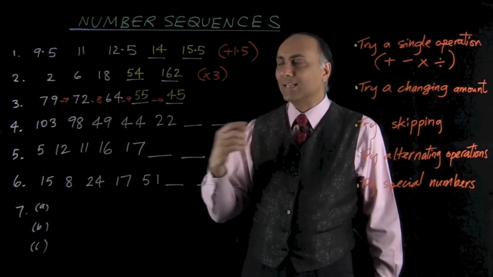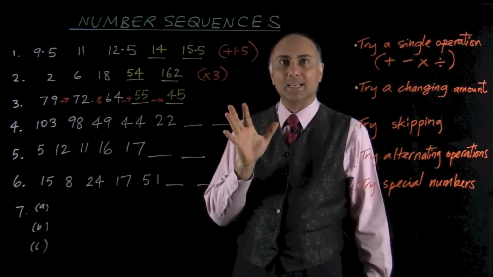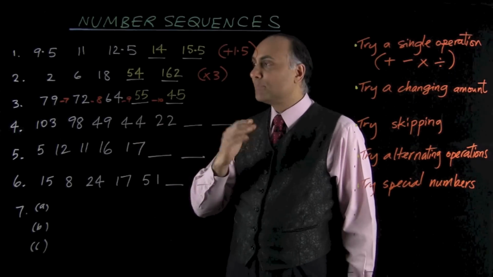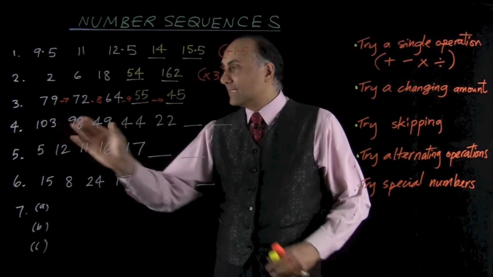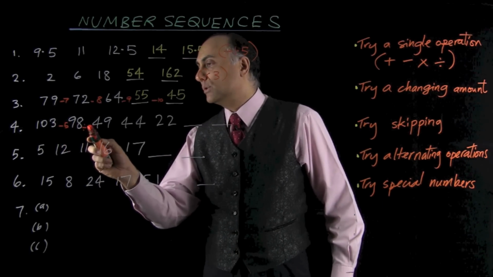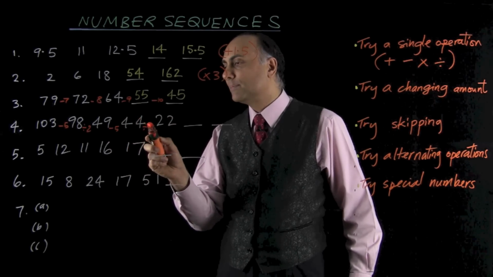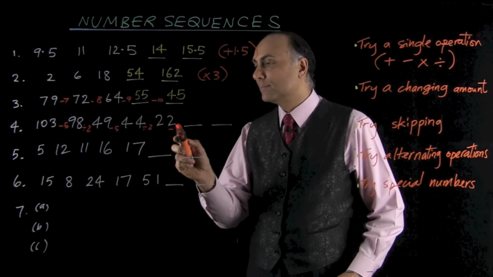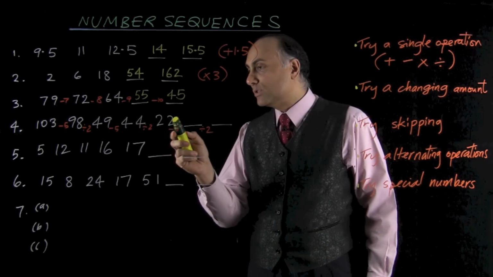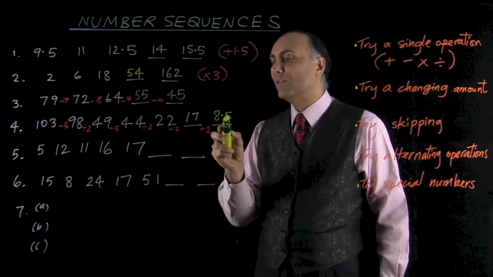So that gives me a clue that this may not be the same operation all the way through the sequence, but that it is alternating, i.e. one operation, then another, then back to the first operation, then back to the second. So let me try that now. It's subtract 5, then halve or divide by 2, then subtract 5, then halve, then subtract 5, and then halve. So that comes out 22 subtract 5 would be 17, and half of 17 would be 8.5.